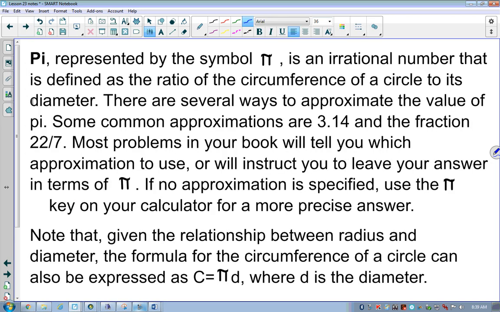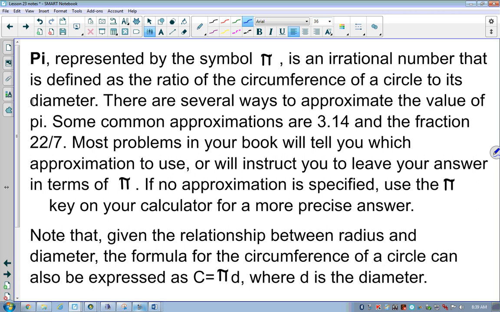Okay. That brings us up to pi. Pi is represented by the symbol that we see up there. It's an irrational number. It's defined as the ratio of the circumference of a circle to its diameter. There are several ways to approximate the value of pi. So usually they will tell you, hey, if you're going to solve this question, use 3.14 for pi. Okay? So whenever they tell you to do that, do that.